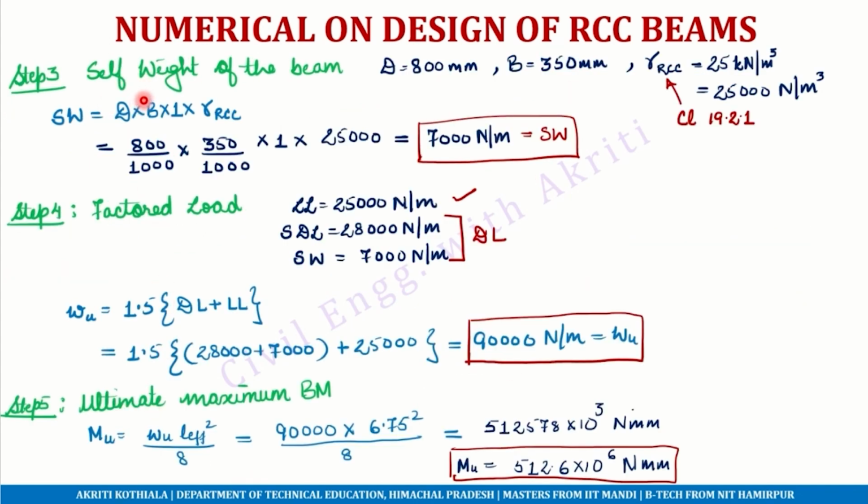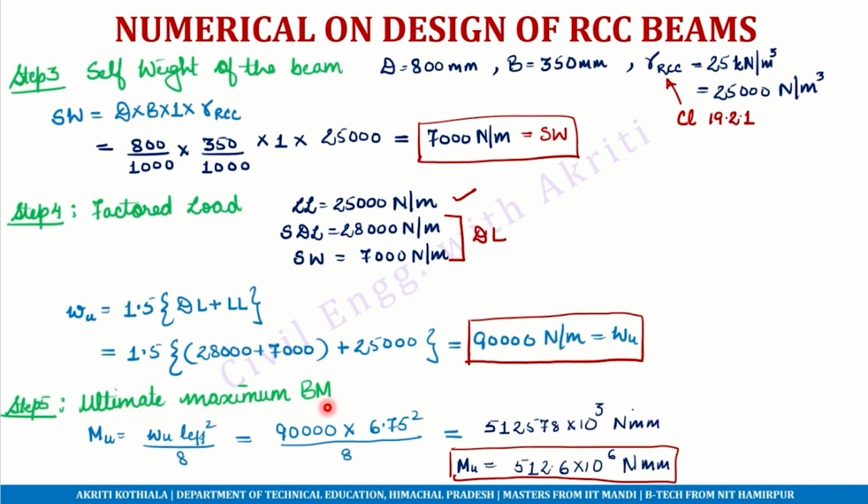Now again, using the same concept, we'll be calculating the self weight of the beam, substituting the new values and converting it into meters. We get the self weight to be equal to 7000 Newton per meter. We are factorizing this load. Dead load will be a sum of the superimposed dead load and self weight, and live load will be equal to 25,000 Newton per meter. So factorizing this with a value of 1.5, we get a factored UDL of 9000 Newton per meter.